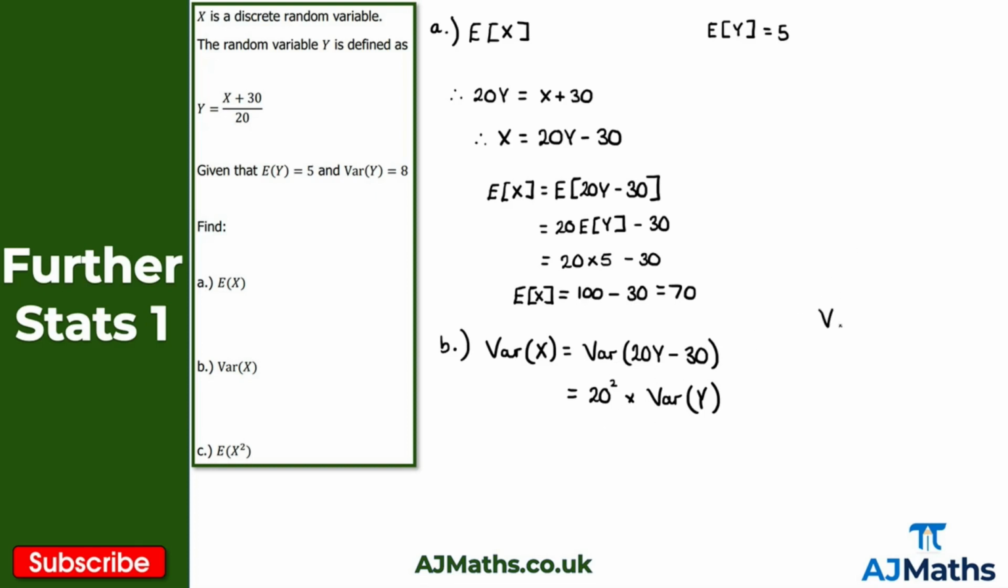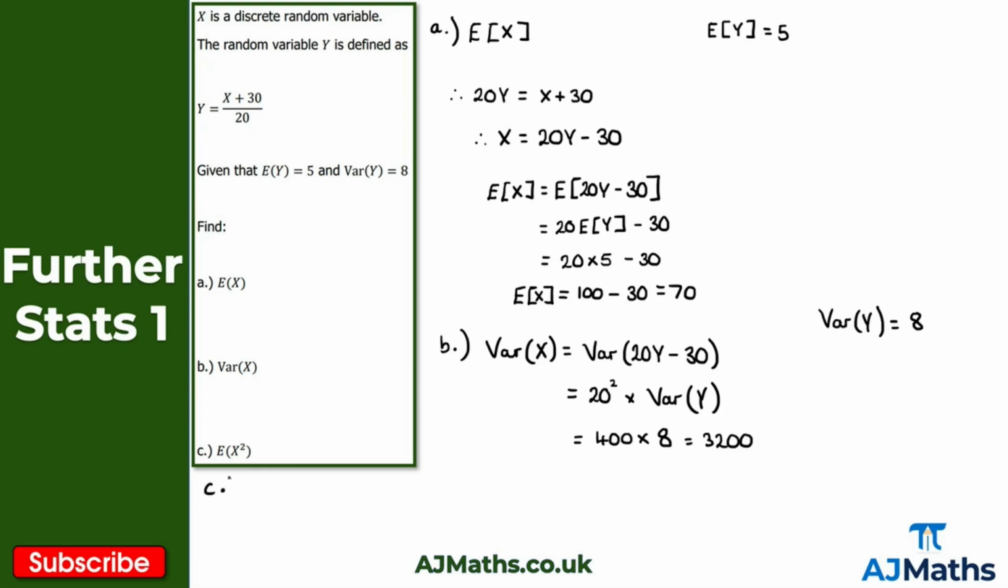Well, the variance of y, we're given that at the beginning of the question, that is equal to 8. So 20 squared is 400. So I've got 400 times 8. And that gives us 3,200 there. Okay, that's the solution to B. And we're nearly done now. We've just got part C here.